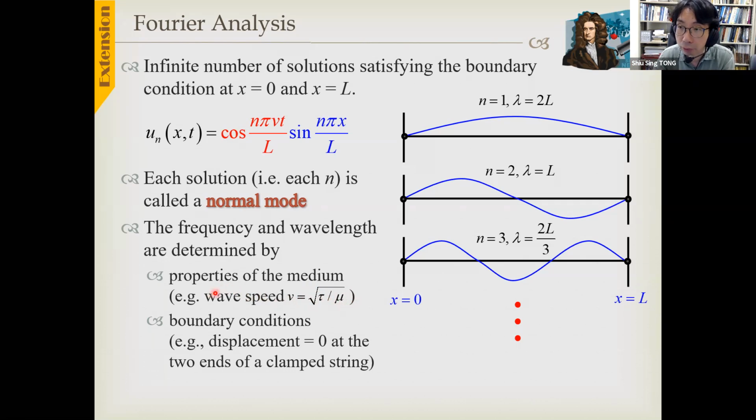So what frequency you want to excite the wave with depends on the frequency. And it also depends on the length. That is the boundary condition. At x equal to 0 and x equal to L, the two ends are fixed. And these are called the boundary conditions.